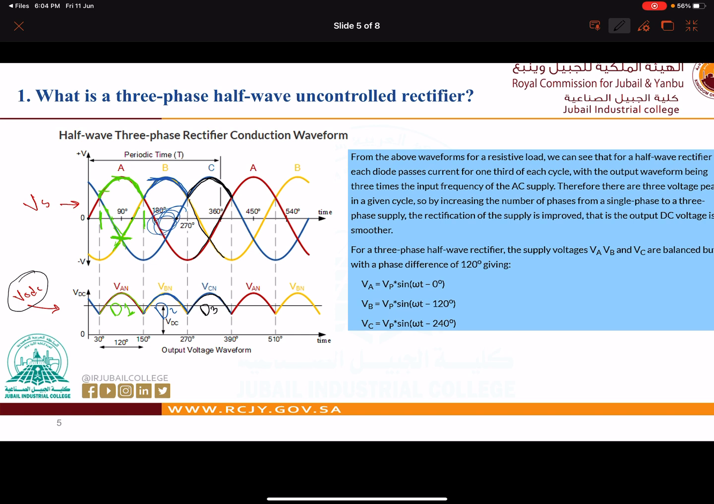If we finish at 360, because we are saying that it is one cycle, we need to focus on one cycle only. In this one cycle, we know that this is VD3, until here, and it will continue here. So this is also D3. Now, D1, D2, and D3 for the three-phase half-wave uncontrolled rectifier.